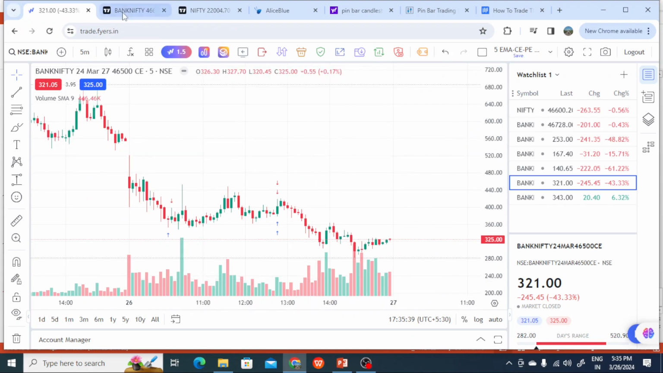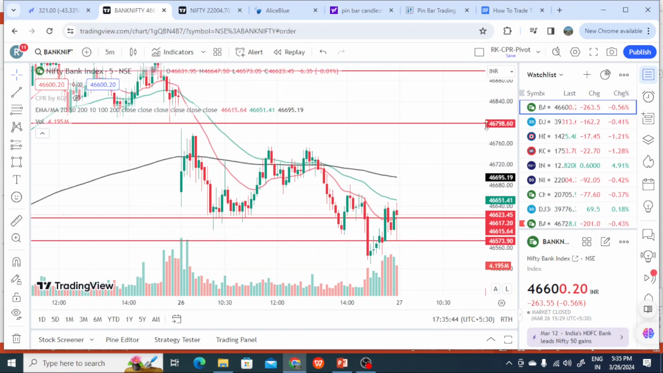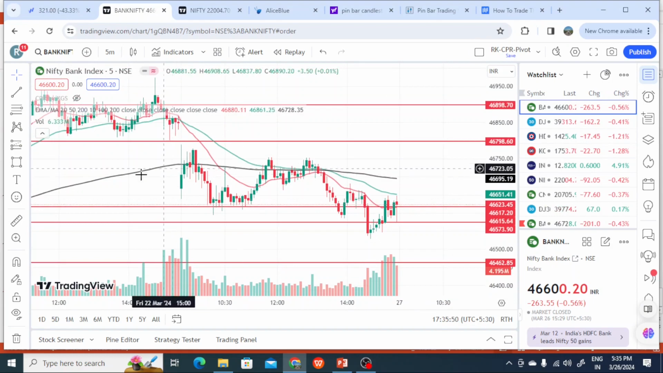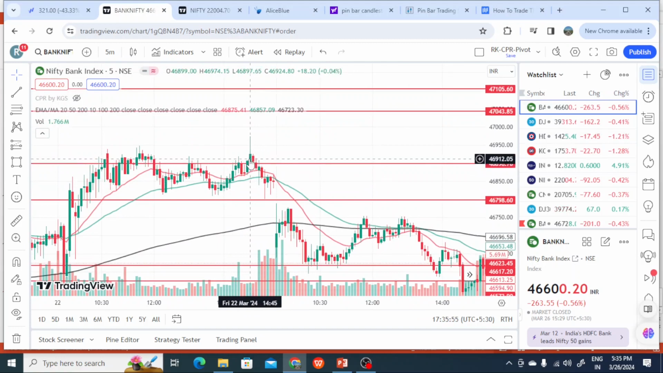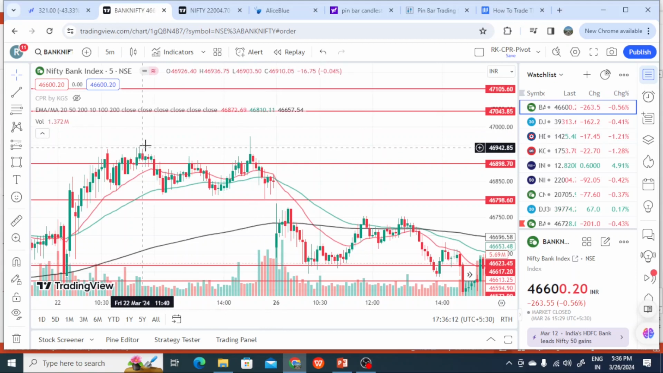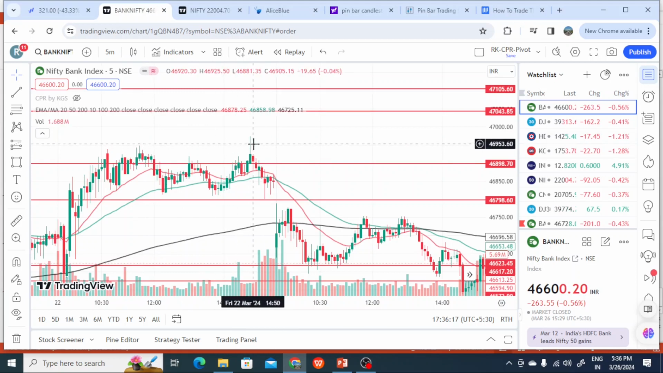See here in Bank Nifty how pin bars can be traded. On 22nd March of 24, after consolidation and some upward move, it tried to cross above the resistance line, but the sellers were not allowing the price to go above this, and so they started pushing down here.